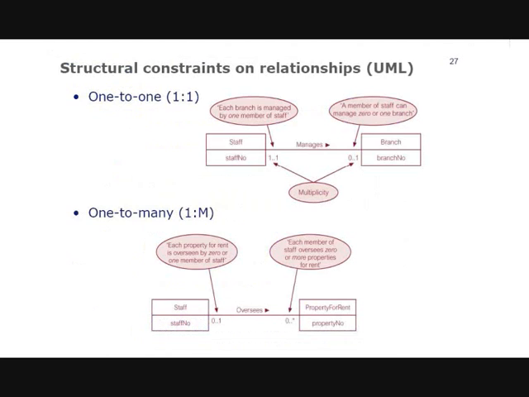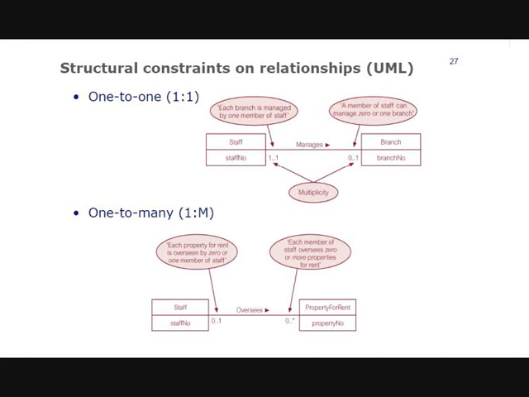So when we go to UML, the notation changes slightly. Now UML is more precise in terms of cardinality and optionality because this is expressed with numbers. So this is a one-to-one relationship. It is optional at this end because I'm saying a staff manages 0 to 1 branches. So that is optional. So we could manage no branch or we could manage 1 branch.